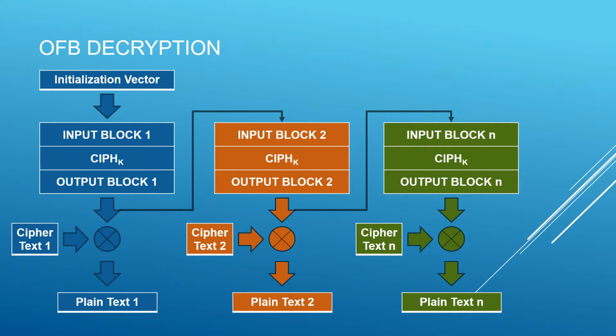For OFB decryption, due to the symmetry of the XOR operation, the process of decrypting the ciphertext to plaintext is the same as the method of encrypting the plaintext to ciphertext. The initialization vector is transformed by the forward cipher function to generate the first output block, which is then exclusive ORed with the first ciphertext block to produce the first plaintext block. The procedure of using the previous output block to generate the next output block by invoking the next forward cipher function also repeats until we reach the final block.